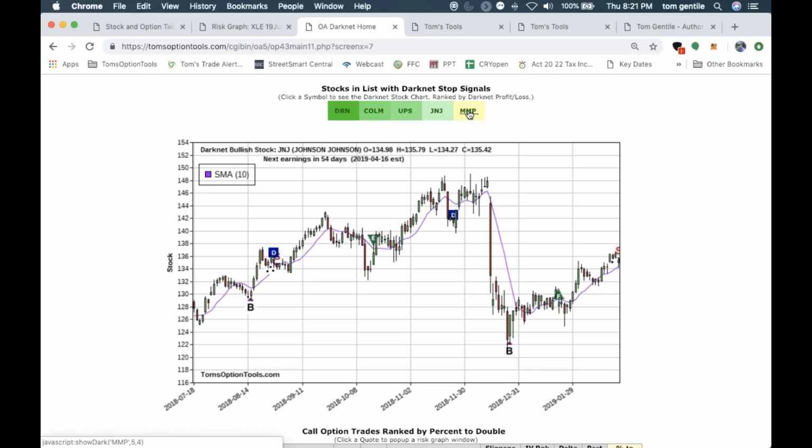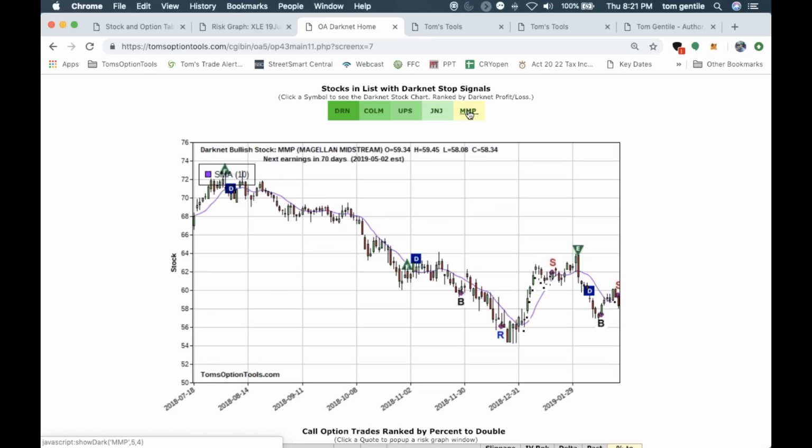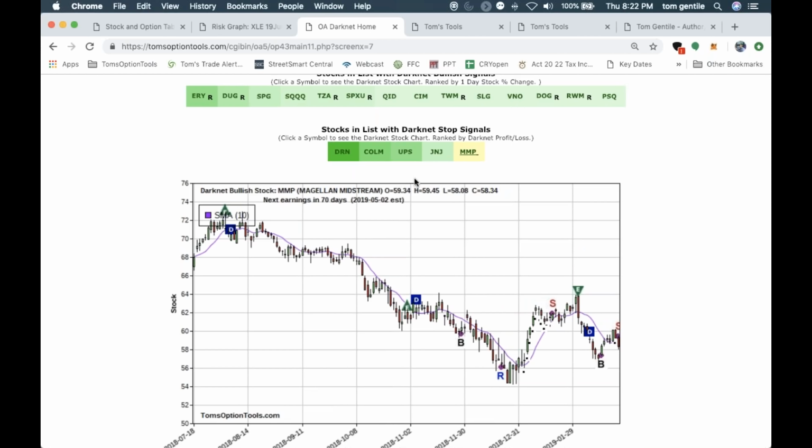And then finally, Magellan Midstream. It had a buy at 60, a rebuy at 56, and a sell at 62. So those two together: the first one only had a 2-point return, and the second one had a really nice 6-point return. And then we saw a little bit of a move here. Let's call it 2 points from the buy to the sell that happened with MMP. All of them were profitable.